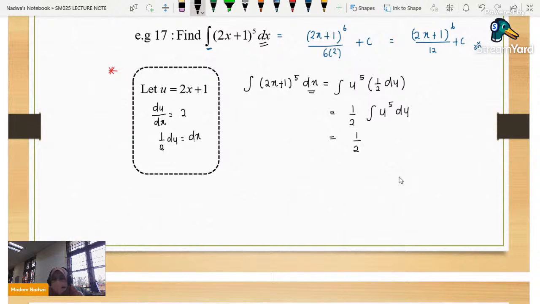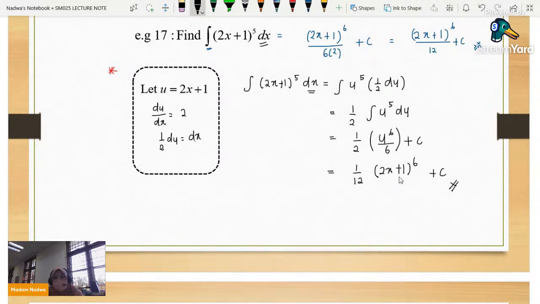So this one we will get 1 over 2 u to the power of 6 over 6 plus c lah. Okay, macam tu. Tapi ingat, soalan tadi with respect to x, so kita tak boleh bagi jawapan dalam bentuk u. Bila soalan with respect to x, so jawapan yang kita bagi kena with respect to x juga. So kita akan tukar balik, dia adalah 1 over 12 u to the power of 6, tukar balik, u adalah 2x plus 1, 2x plus 1 to the power of 6, plus c.